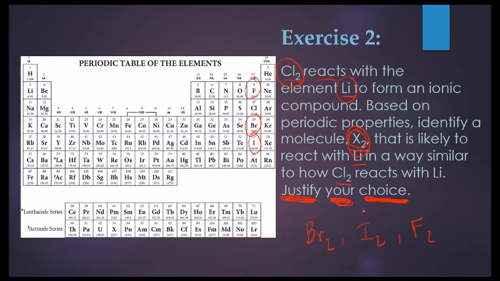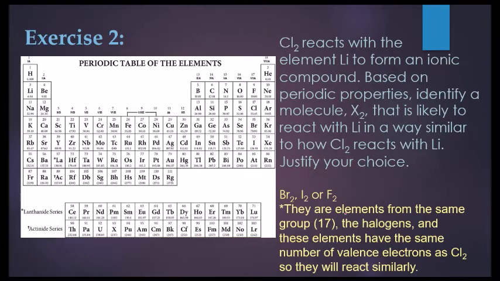So keep that in mind. Now it says justify your choice. Well, I'm justifying my choice because they are in the same group. They have the same number of valence electrons, so they react similarly. Basically, that's what's going on there. They're in the same group, they have the same valence electrons, so they should react in a similar fashion.